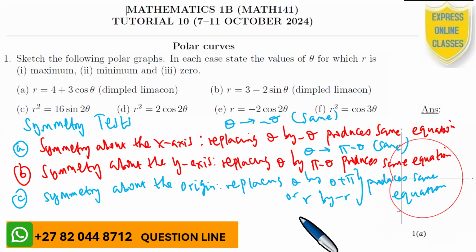Let's continue. Symmetry about the x-axis means that when you make theta a negative theta, the equation remains the same. For symmetry about the y-axis, if you replace theta by pi minus theta, the equation remains the same, so about the y-axis theta is replaced by pi minus theta, and it produces the same thing.